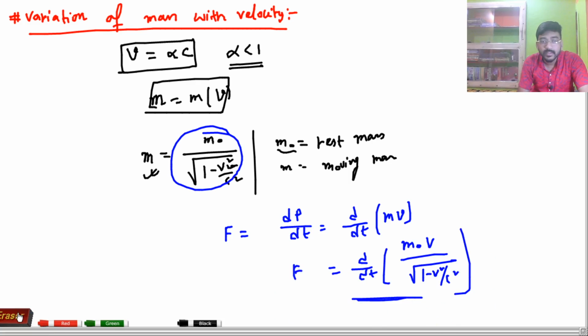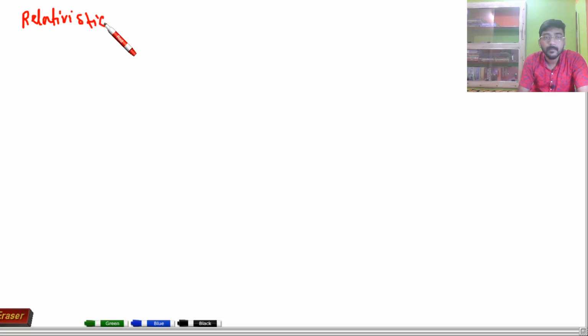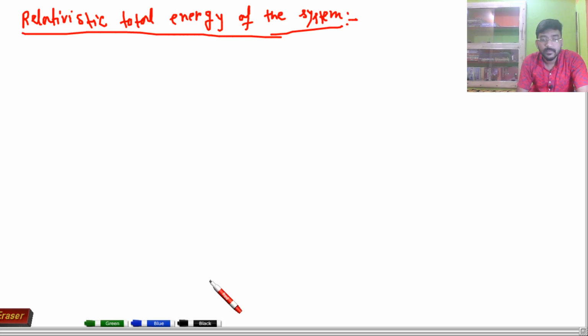Now what is the relativistic total energy? This is also very important. What is the relativistic total energy of the system? According to Einstein, E is equal to mc square.